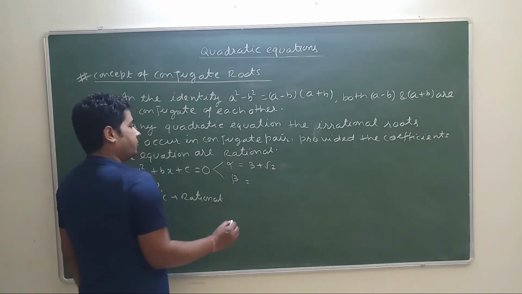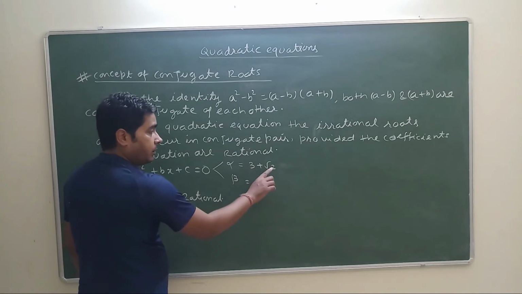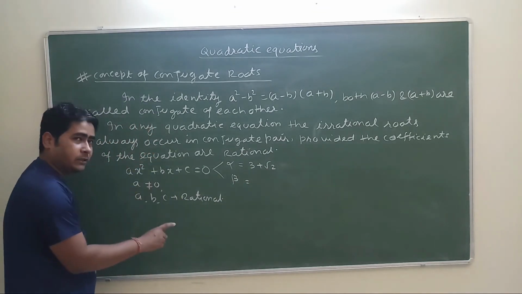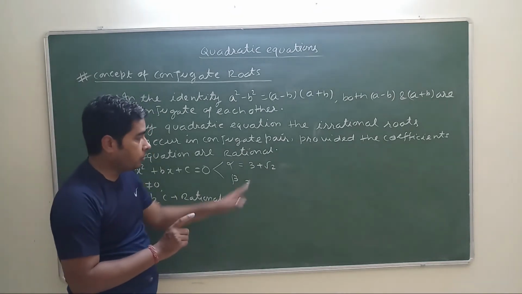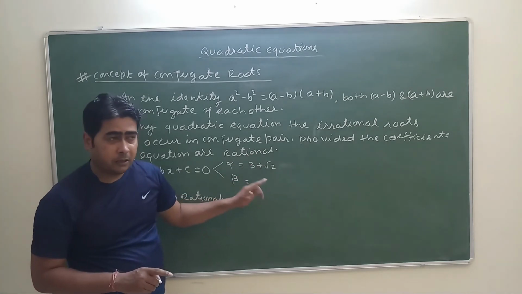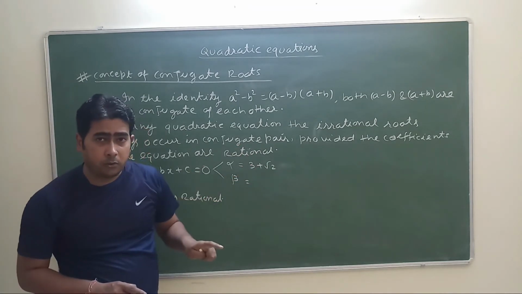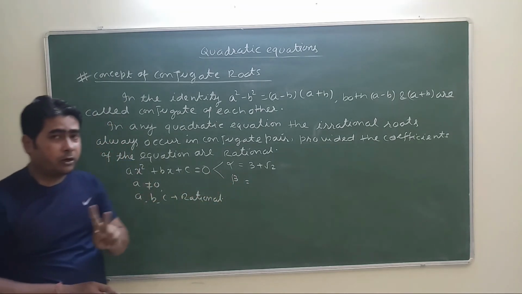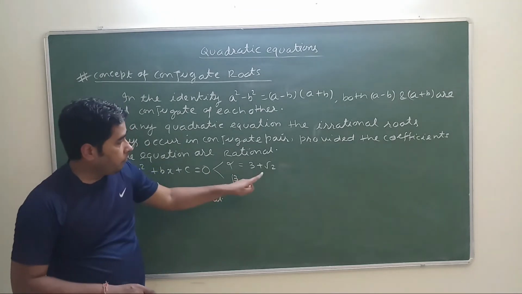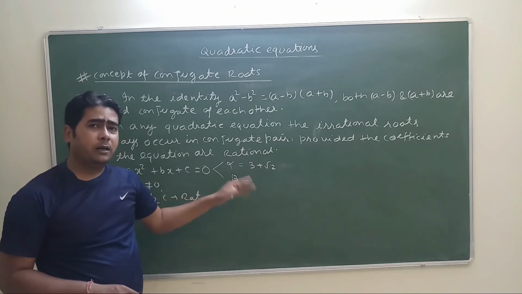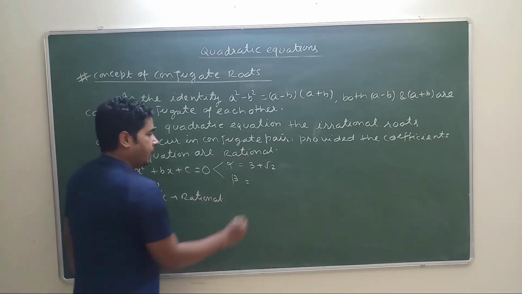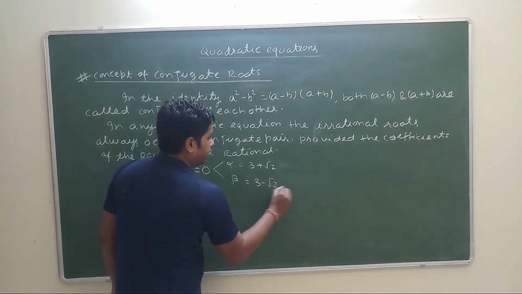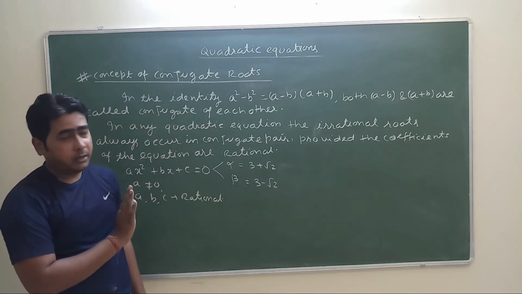So alpha is 3 plus root 2, it is irrational, and it is given that A, B, C are rational, so there must be a conjugate of this. There must be one more root which is the conjugate of this, but this is quadratic. It cannot have more than 2 roots. One root is irrational, then the second is beta only. So beta must be 3 minus root 2. That is this concept.